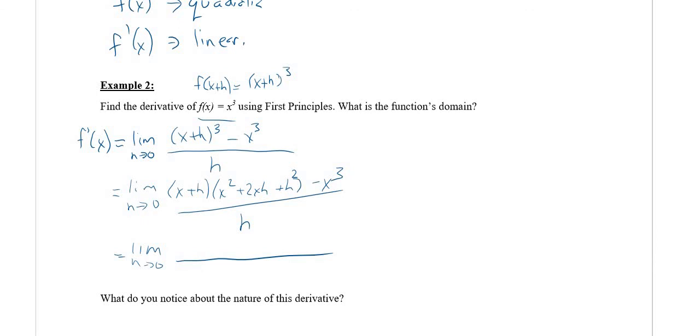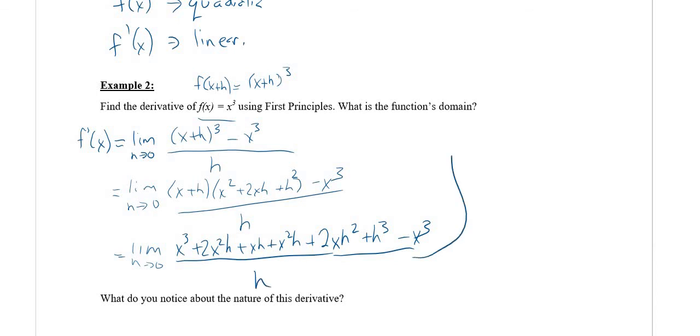Let's expand that again. Let's multiply everything by x. That's going to be x cubed plus 2x squared h plus xh squared. And then multiply everything by h. So x squared h plus 2xh squared plus h cubed minus x cubed all over h.